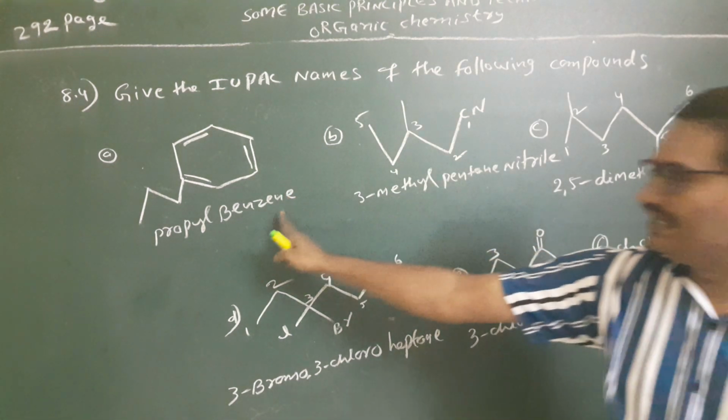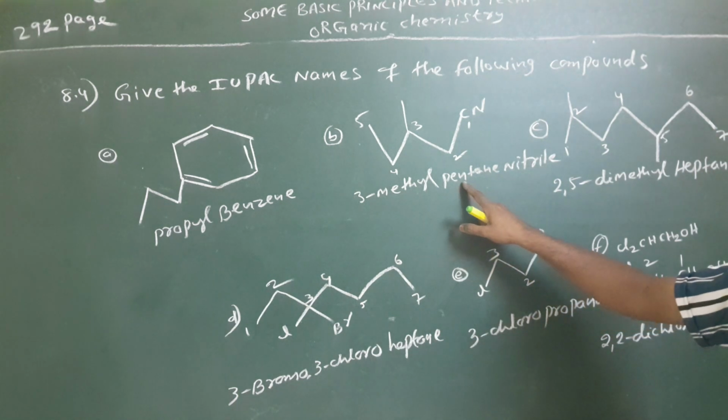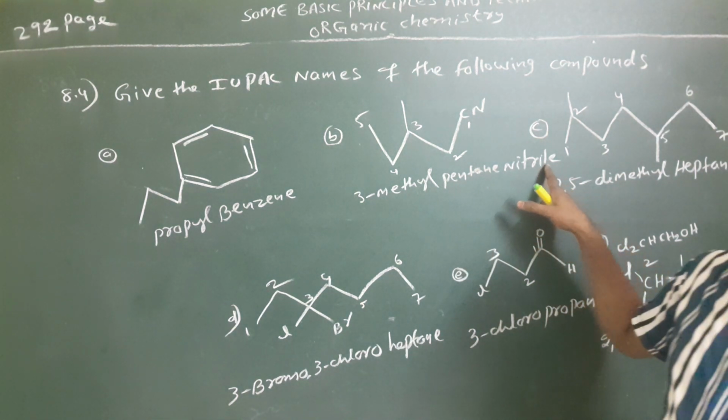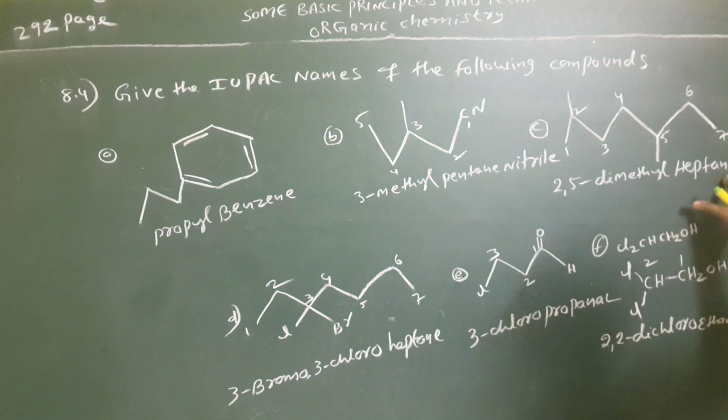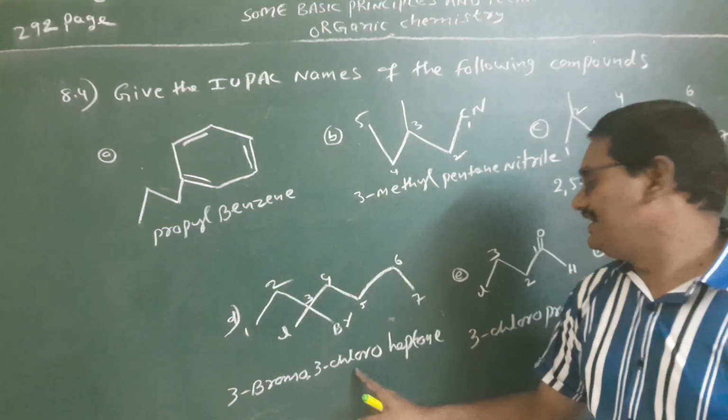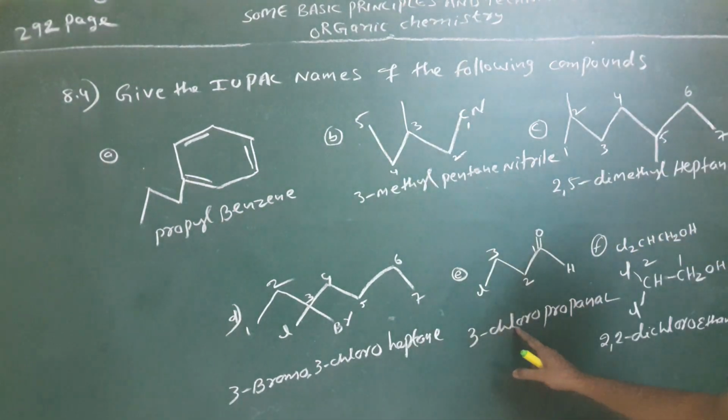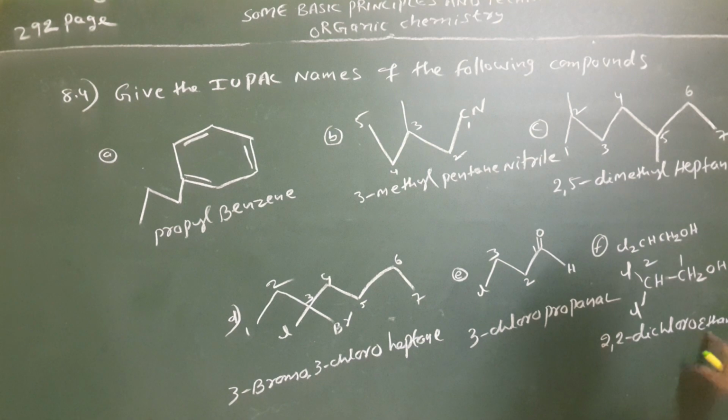So propyl benzene, 3 methyl pentane nitrile, alkane nitrile. Next, 2,5 dimethyl heptane, 3 bromo, 3 chloro heptane, 3 chloro propanol, 2,2 dichloro ethanol.